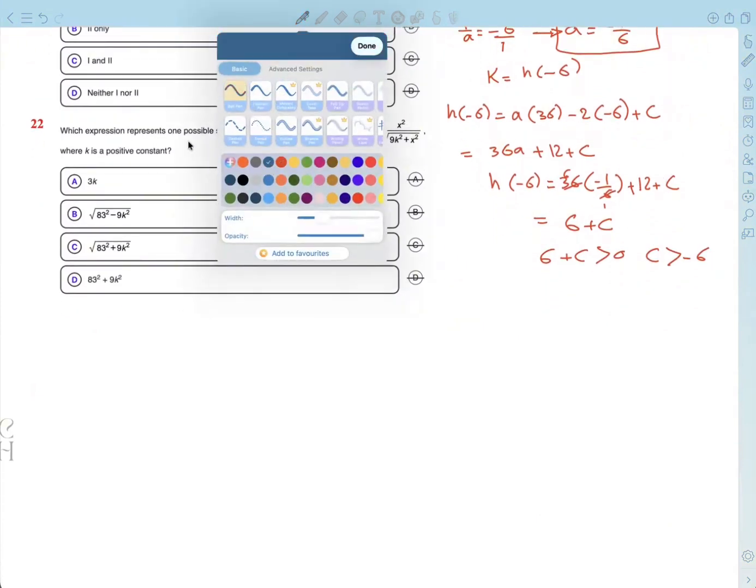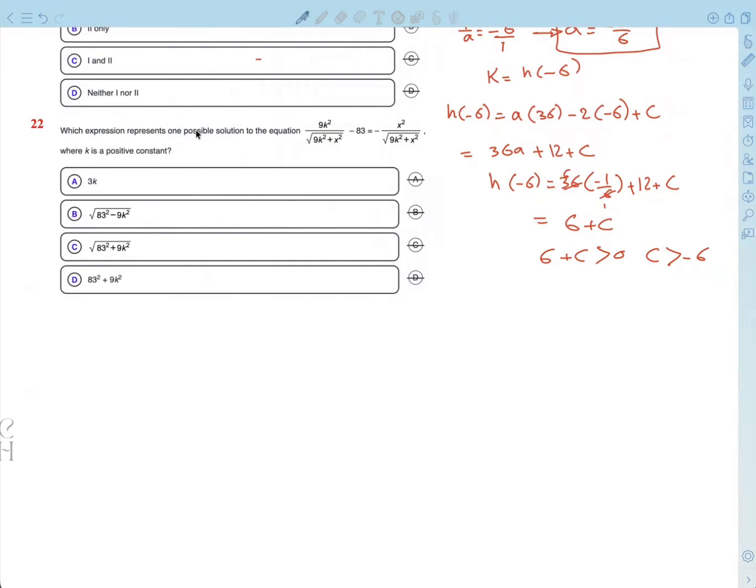It seems it's a long question. You know that the last questions, maybe somehow it's hard. Which expression represents one possible solution to the equation 9k squared over root 9k squared plus x minus 83 equals negative x squared over root 9k squared plus x squared? In this question, you want to find the value of x. How can we find the value of x?